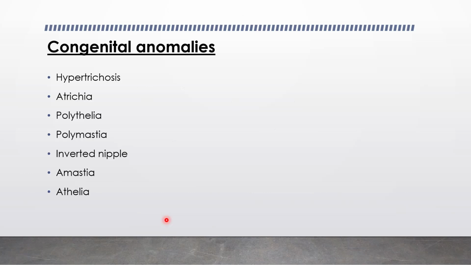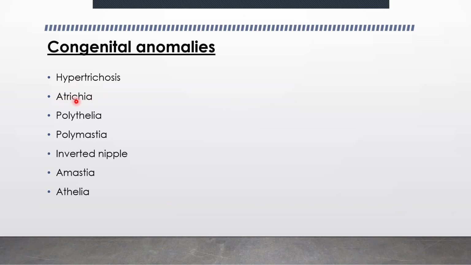We talk about the various congenital anomalies of the skin. One of them is hypertrichosis. Hypertrichosis is a congenital excessive growth of hair. Atrichia is absence of the hair.